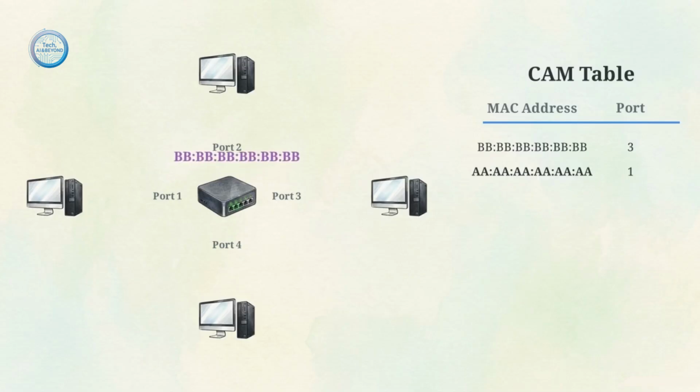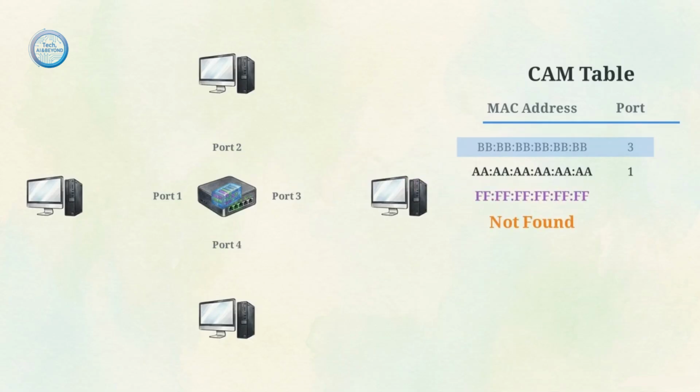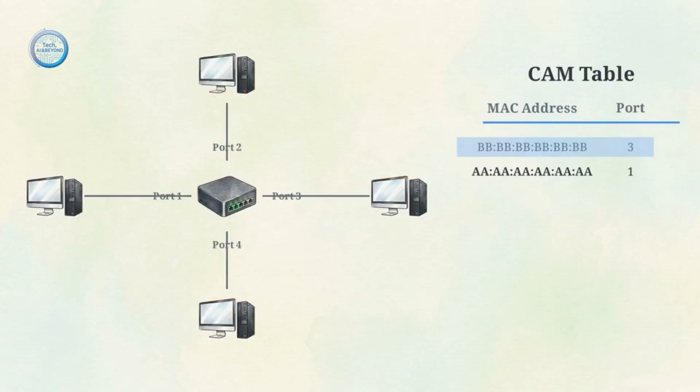Next, the switch looks at the destination MAC address. If that destination is already recorded in the CAM table, the switch routes the frame out exactly one specific target port. If the destination MAC is missing from the table, the switch has to ensure the data arrives. It duplicates the frame and floods it out all remaining active ports simultaneously.